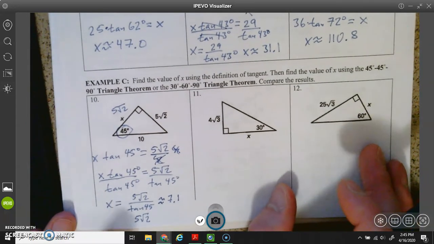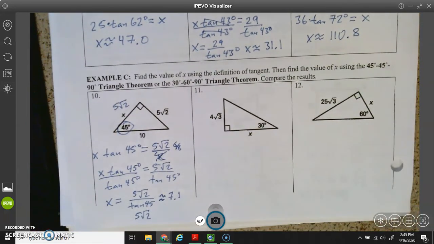I am going to stop the video here because of the time limit that I have on uploading. So I will begin problems number 11 and 12 in the next video.